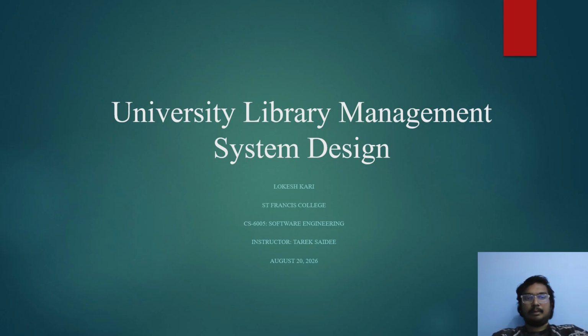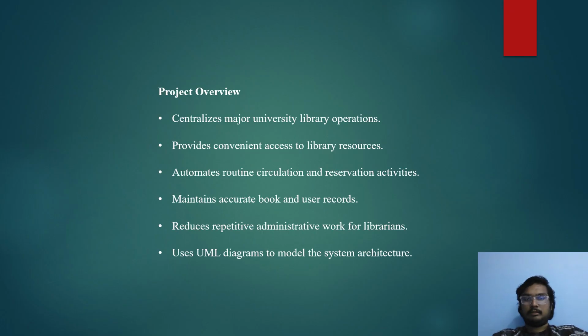Today we are discussing the University Library Management System Design. The overview of the project is centralizing major university library operations, which provides convenient access to library resources, automates routine circulation and reservation activities, maintains accurate book and user records, reduces repetitive administrative work for librarians, and uses UML diagrams to model the system architecture.